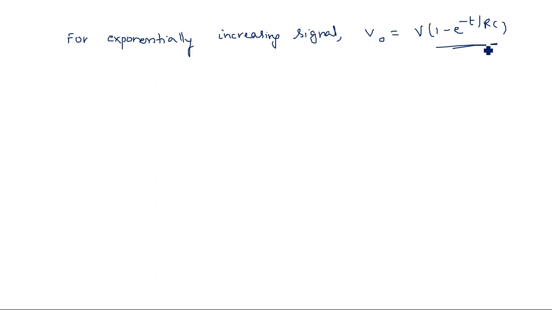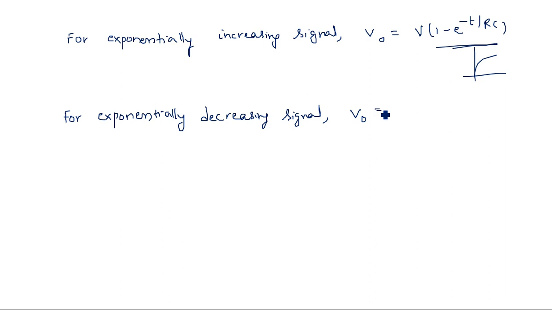For an exponentially increasing signal, V naught is equal to V into 1 minus e power minus t by RC. This is the expression for the signal which is exponentially increasing, like this. And for an exponentially decreasing signal, V naught is equal to V into e power minus t by RC. This is for the exponentially decreasing signal.